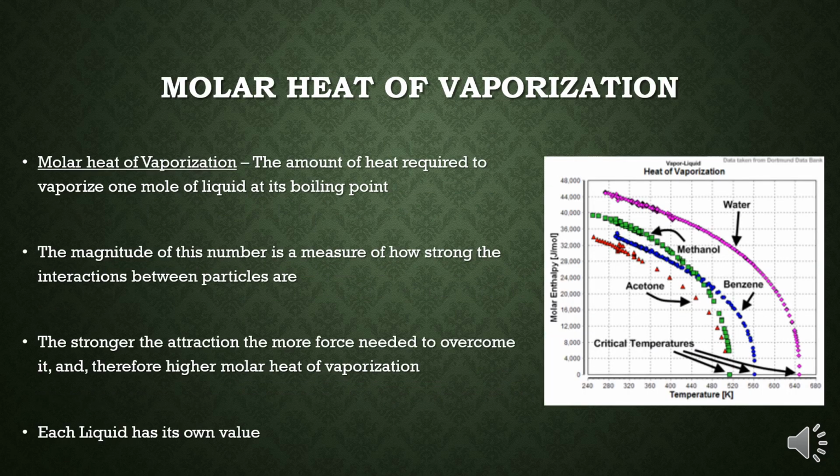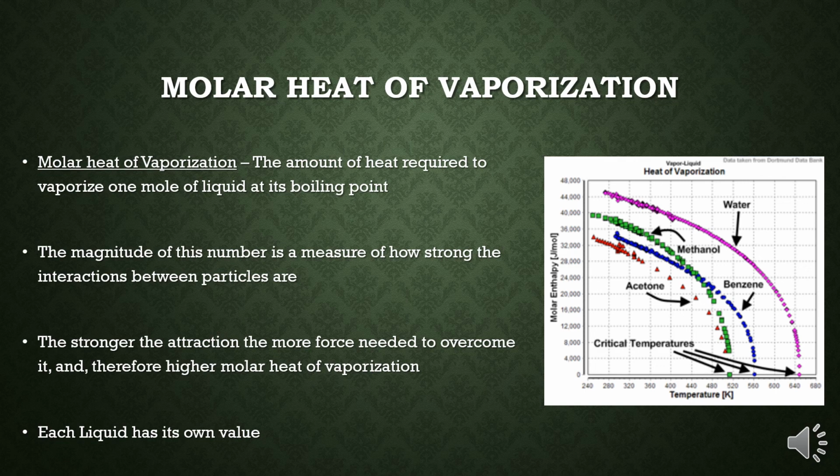Molar heat of vaporization. This is the amount of heat required to vaporize 1 mole of liquid at its boiling point. The magnitude of this number is a measure of how strong the interactions between particles are: how strong those London dispersion forces are, those dipole-dipoles, those hydrogen bonding, covalent bonds. The stronger the attraction, the more force needed to overcome it, and therefore the higher the molar heat of vaporization. Each liquid has its own value.